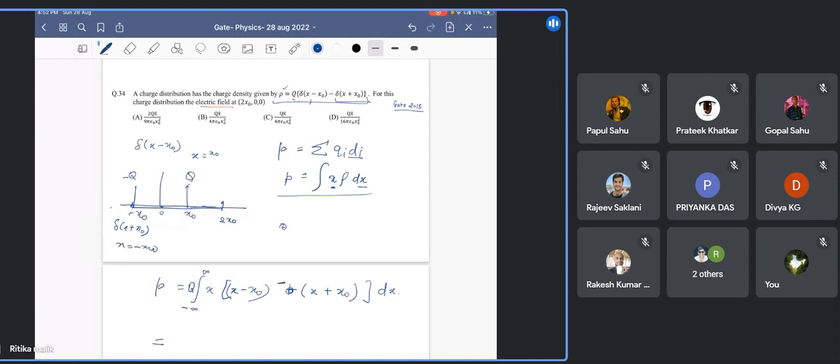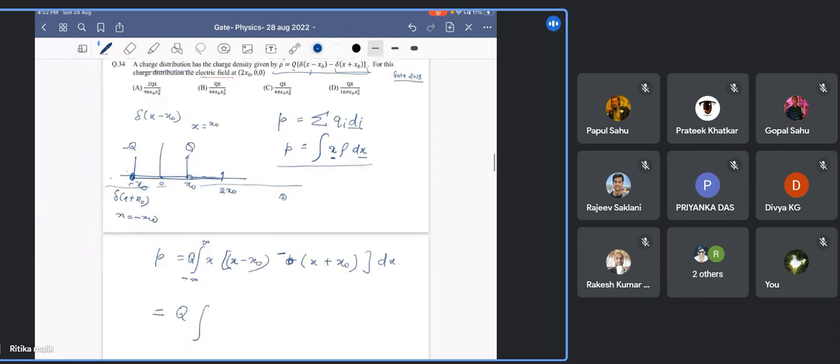But if you look at the charge distribution, it is zero from minus infinity to infinity. There is only charge at minus x naught and plus x naught. So the integral from minus infinity to minus x naught is zero. So we can take minus x naught. So the integral from minus infinity to minus x naught is zero. Plus q from minus x naught to plus x naught. There is a finite charge distribution at minus x naught and plus x naught.